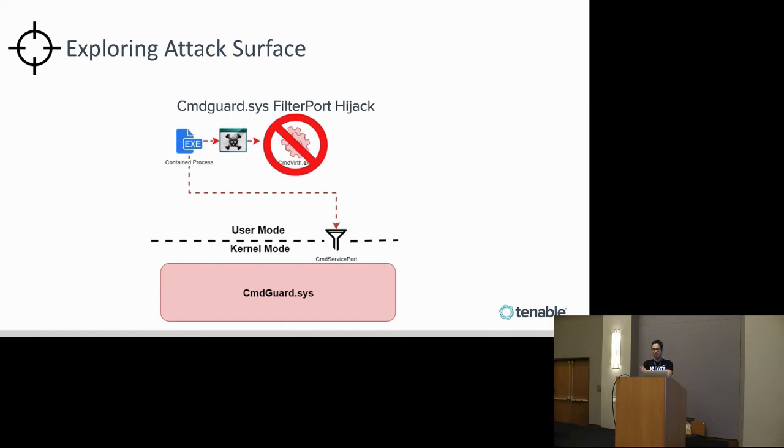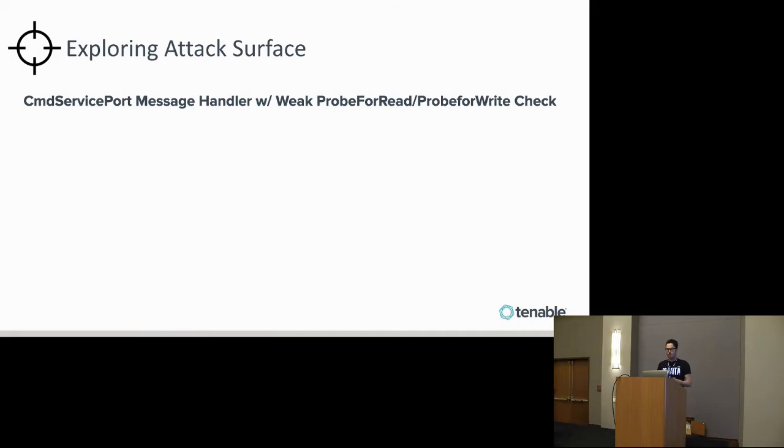memory corruption issue, where what I noticed is that they use weak ProbeForRead, ProbeForWrite checks. In drivers, there are APIs called ProbeForRead and ProbeForWrite. What they do is validate buffers coming from user mode, that they actually do reside in user mode memory. And this is important because when a driver receives a buffer from user mode, what they don't want to happen is the driver receiving a kernel mode address, accepting it, and starting to read and write to it, and little do you know, it just kernel exploited itself.